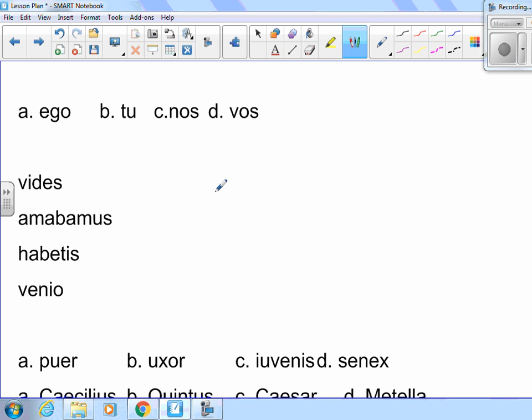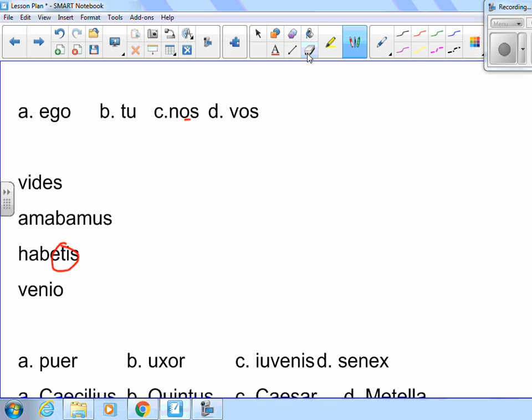This one I have videmus. Videmus is first person plural. The first person plural pronoun is nos. So nos goes with -mus. Tu goes with the S. The next one we have habetis. The -tis says I am second person and plural. So what goes with the -tis?